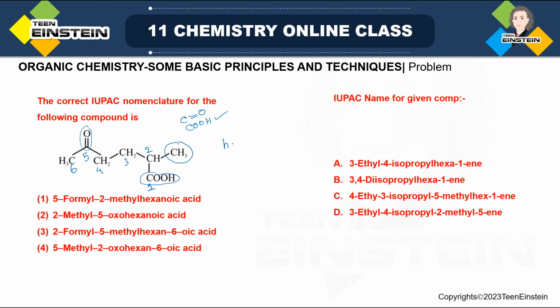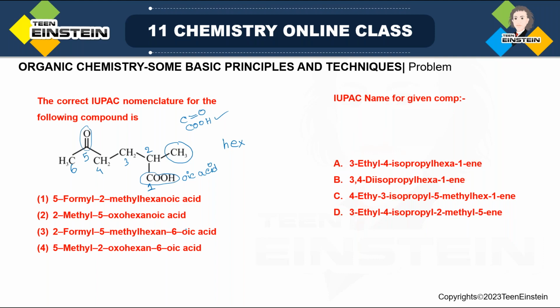That means the root word that we will use will be hex. Though hex is present in all the options, based on which we cannot decide anything. But see, as there is CO2H, the name will end with oic acid. Now oic acid is present in all the options, right? So that is also not deciding.